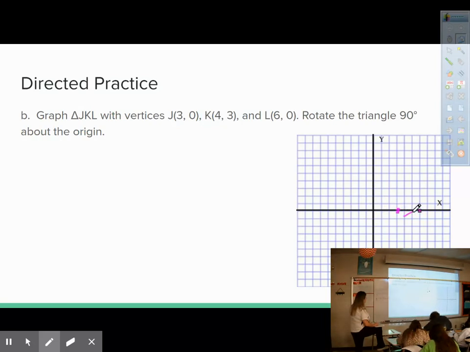So that's J. K is (4,3). So that's to the right 4 and up 3. And L is (6,0). Okay, that's kind of like the (3,0), so I would go to the right 6. Okay, so there's JKL.